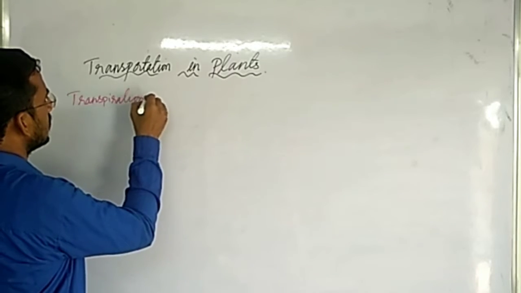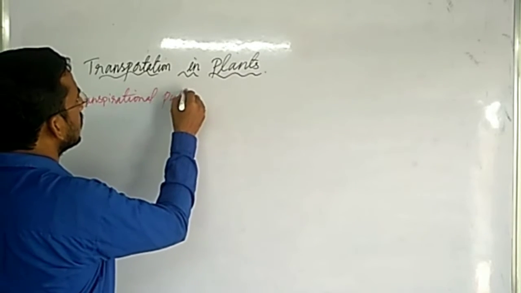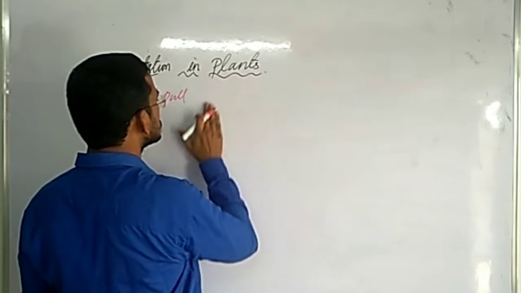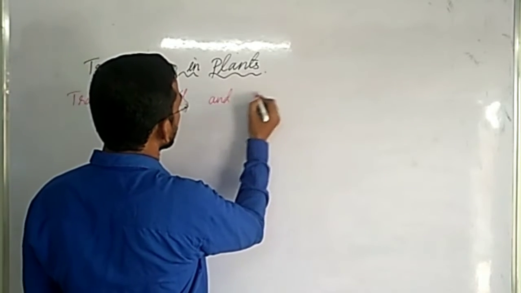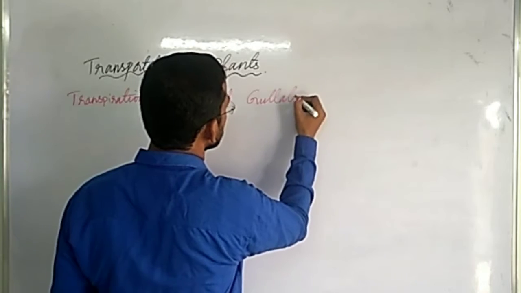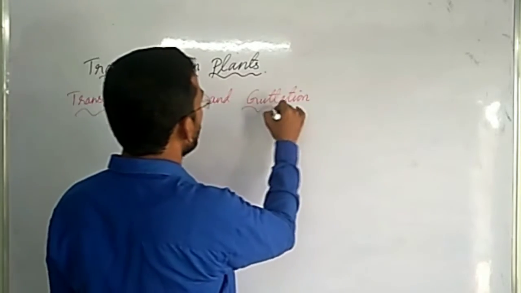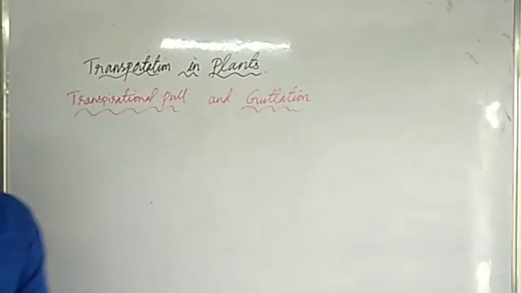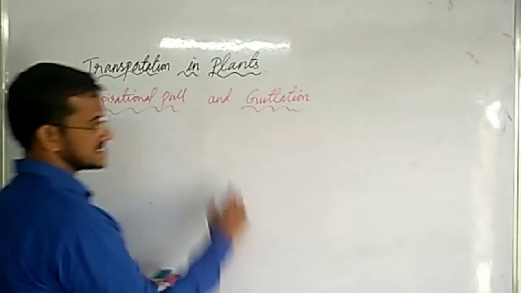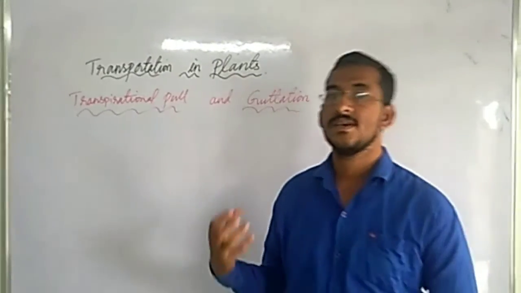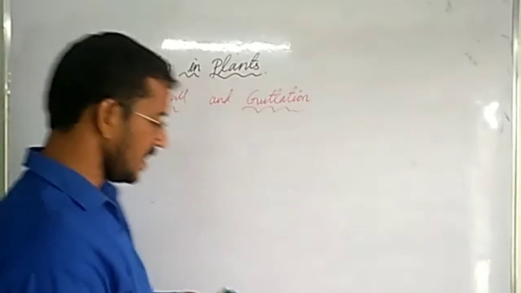Now let us see how transpirational pull helps the plant in transporting the water. Transpirational pull, and we have to understand one more thing, guttation. So let us understand transpirational pull and guttation, and how they help the plant in transporting the water.